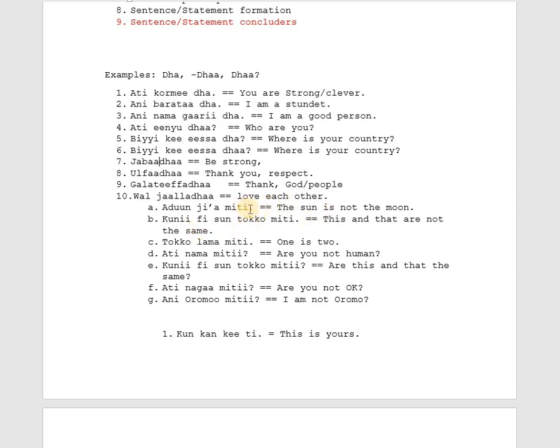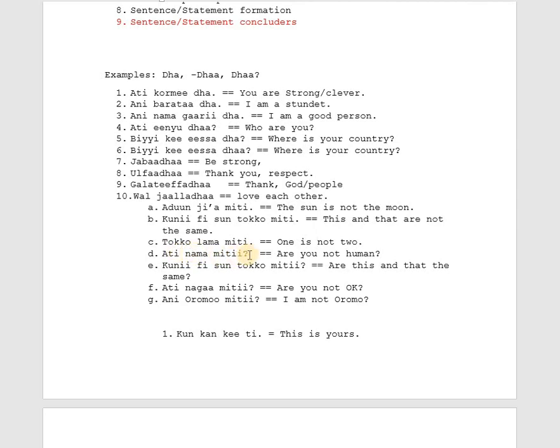This is still a statement, it's not a question. But when it comes to question, tokko lama mit. Well, this is also affirmative, sorry. Tokko lama mit. This one is, sorry, not. One is not two. So that's affirmative as well. And here it is a question. Atinama miti.